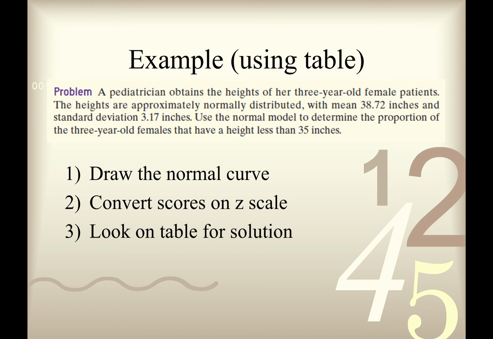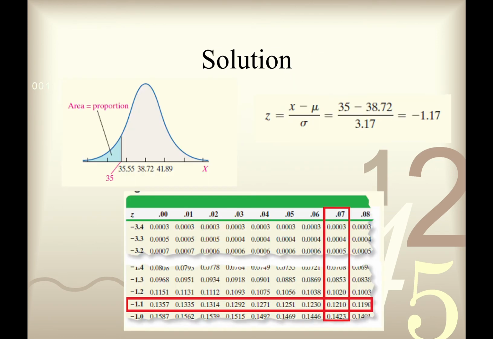We're going to do that on the next slide rather than actually work it out. So if we drew the curve, we'd have this drawing up here. Notice that 38.72 is in the middle. That's the mean. You go one standard deviation, 35.5. That's right here. And then 35 itself obviously falls to the left of that, and there's an area associated with that.